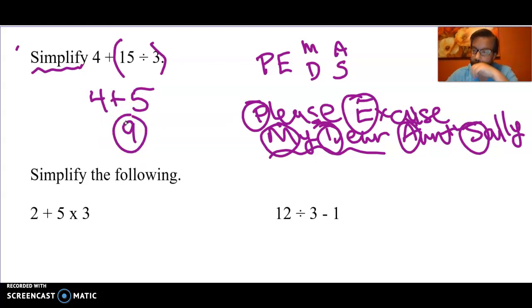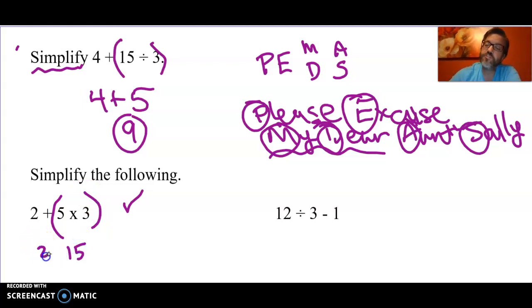It's really that easy. If I look at this next example right here, 2 plus 5 times 3, what do I do first? Do I add first or do I multiply first? Well, M comes before A in PEMDAS. Please excuse my dear Aunt Sally. So we're going to multiply first. So I'll put parentheses around 5 times 3. That's 15. And then I'll put 2 plus 15, and I get a final answer of 17 for this problem.